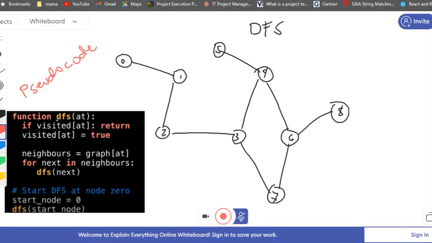So function DFS, so we will activate the DFS or the depth first search algorithm at, so the variable "at" is representing the nodes or the data allocation or the memory address of each data. If visited at, then return, and then visited at equals true.